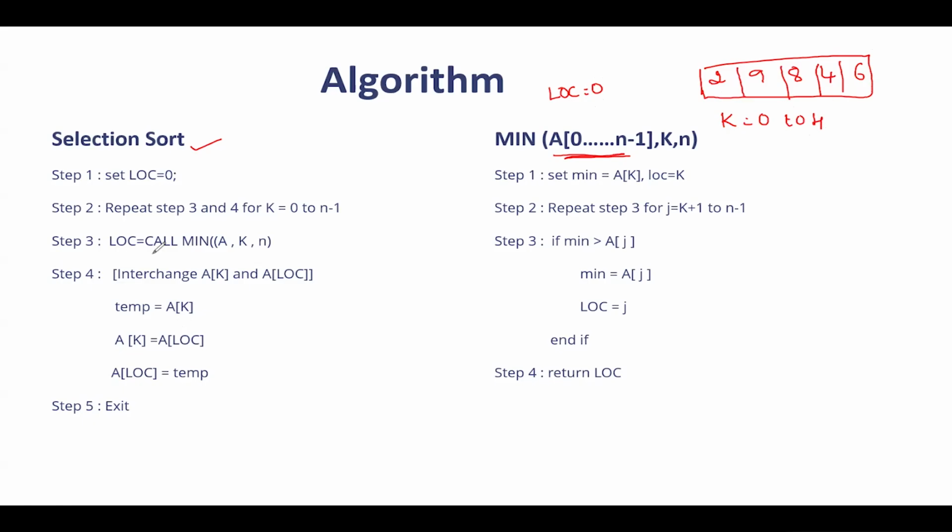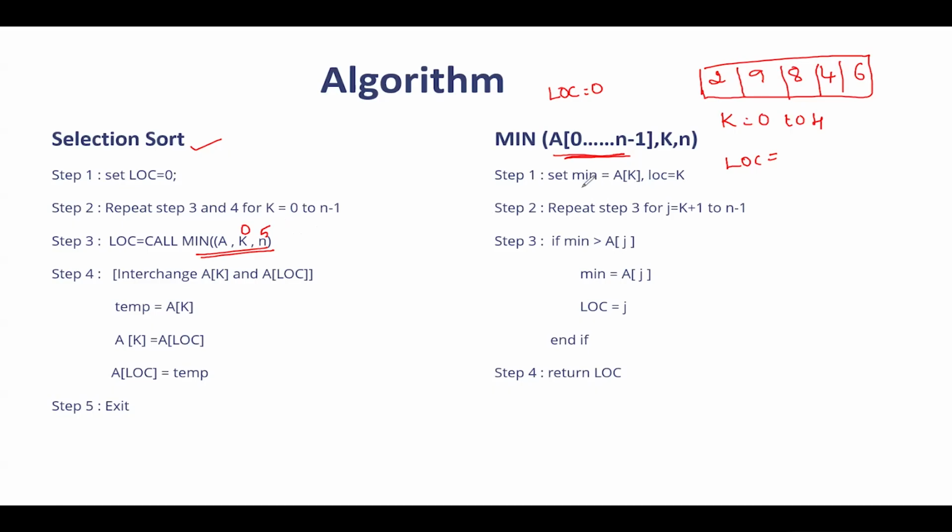Okay. Now, location is equal to, I'm going to call a function called minimum, where I'm going to pass the value k. k is initially 0, and n value is 5, since we have 5 elements. Number of elements is 5. So this is a minimum function. Now what we are going to do is, first we are going to find the minimum value among this array. That is a very simple function that we are going to see.